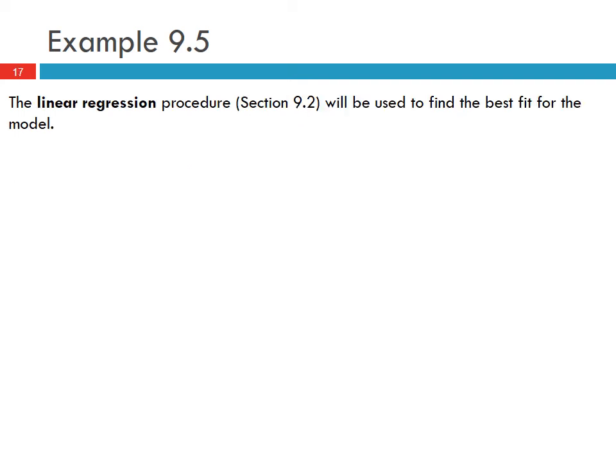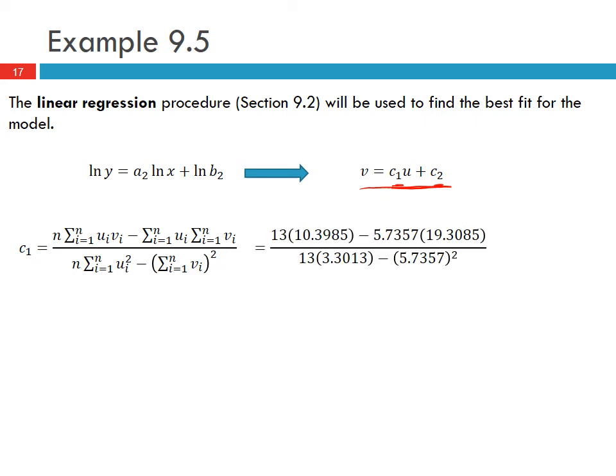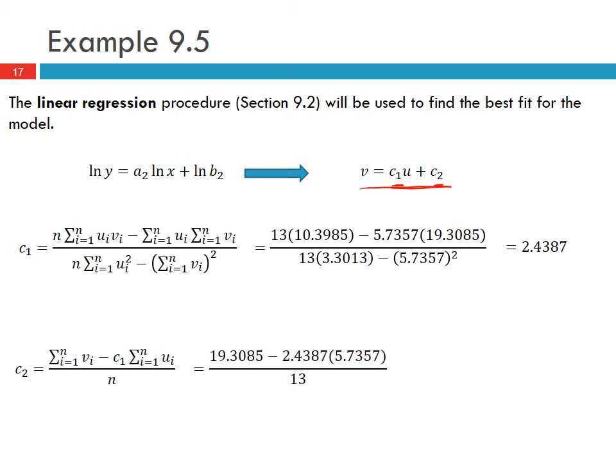Again, the linear regression procedure can be used to find the best fit for the linearized model. So the linearized model we can write in terms of v and u, and we're looking for these coefficients c1 and c2. So we can plug in our values to calculate our c1 and our c2. c1 is equal to the values shown here, and we find that it's 2.4387. And c2 is equal to the expression shown here, and we plug in our value for c1 along with the rest of our values, and we get that c2 is equal to 0.4093.